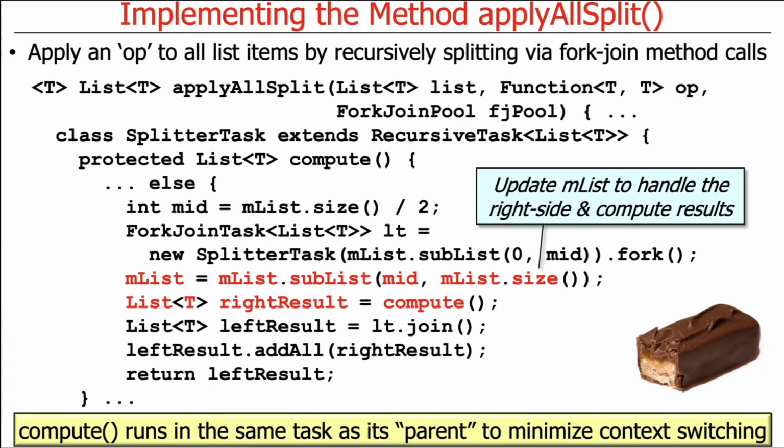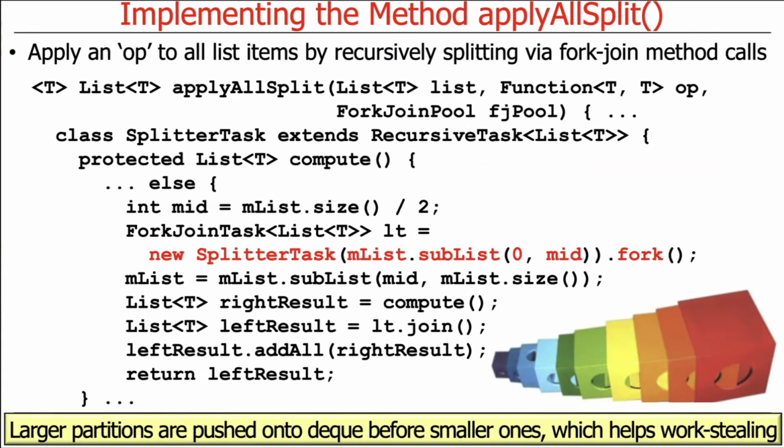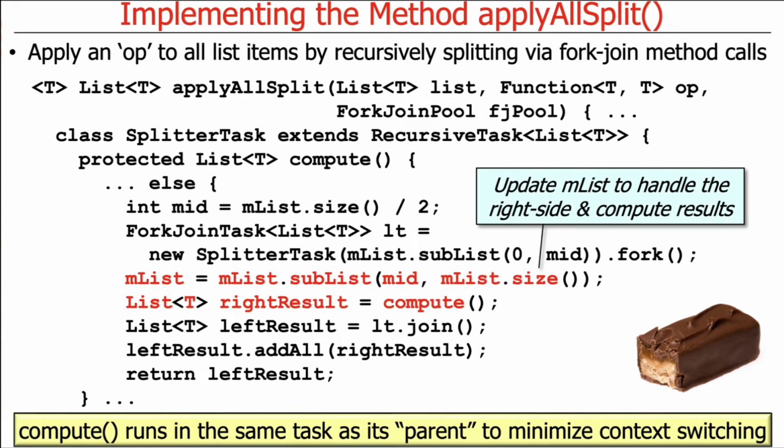So now we've got mlist updated. And then we turn around and we recursively call compute, which is calling this function again, except now we've updated mlist to only be the right-hand part. In the meantime, the fork that we did back here will have started running in some thread. Maybe it's been stolen. We don't know. It's probably going to be stolen, honestly, because we're going to be calling compute here.